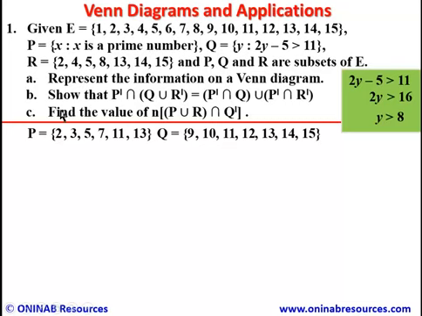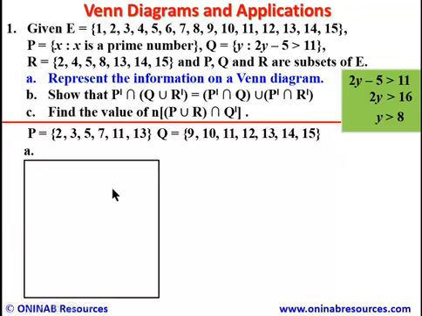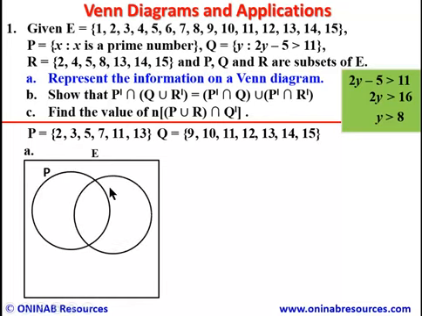So we now start the solution from A by representing the information on a Venn diagram. The rectangle will represent the universal set E, a circle will represent P, and the other circle will represent Q, and the third circle will represent set R. In this case, we are going to start from the universal set, since it is the complete set. So we start with 1. There is no 1 in set P, Q, and R. So 1 is going to be outside the 3 circles. It can be anywhere outside the 3 circles.